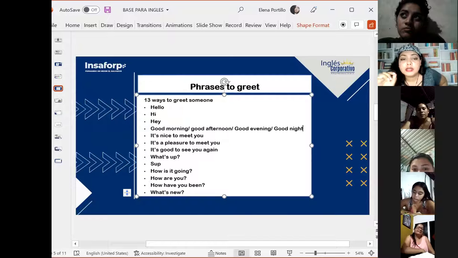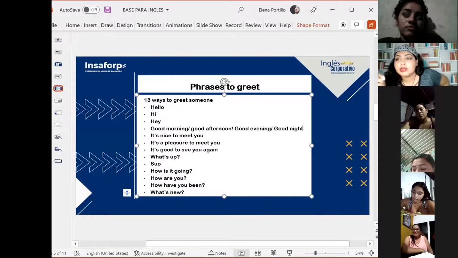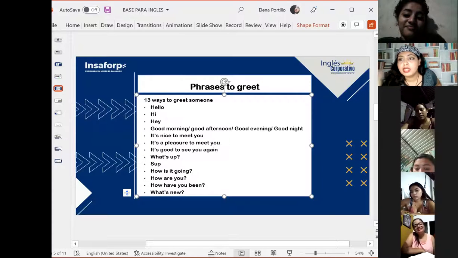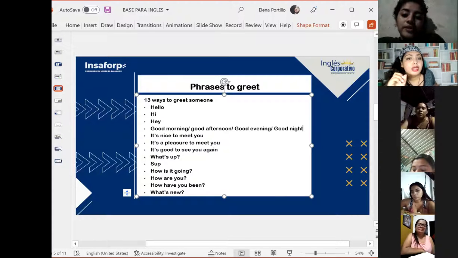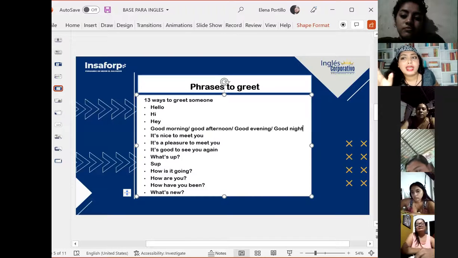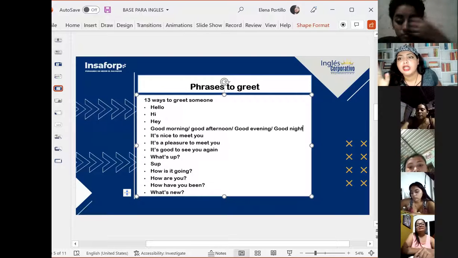Good evening. This is very important. This good evening, nosotros estamos maybe acostumbrados a que cuando ya no hay luz solar, decimos good night, and that's it. But in this case, we have two kind of phrases that we are going to use in that time. Good evening, lo vamos a utilizar, digamos que de las 6, 7 de la tarde, noche, hasta como las 9 de la noche.